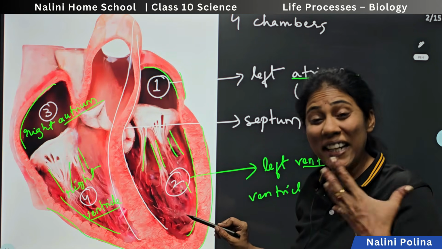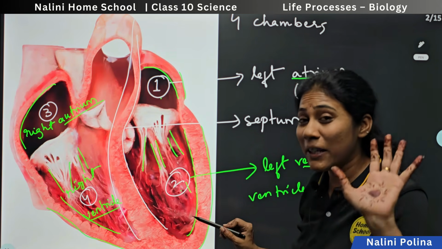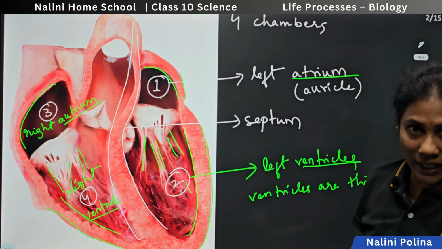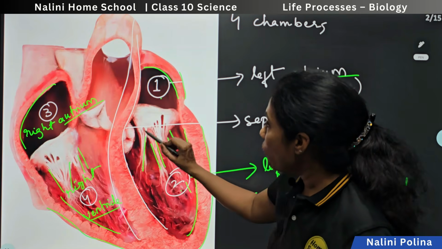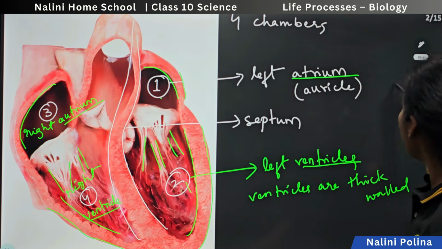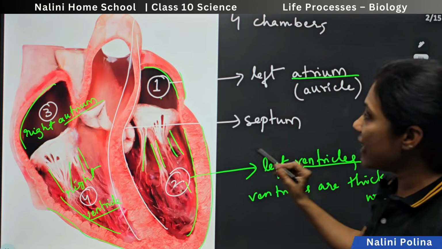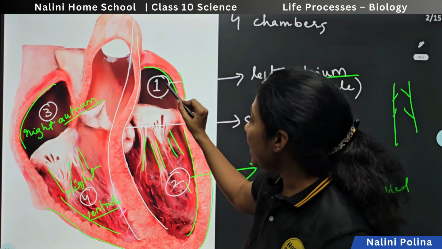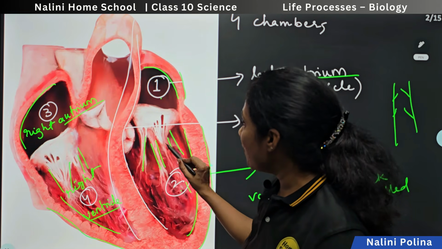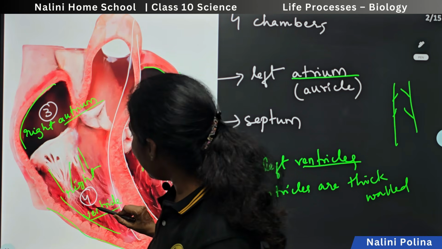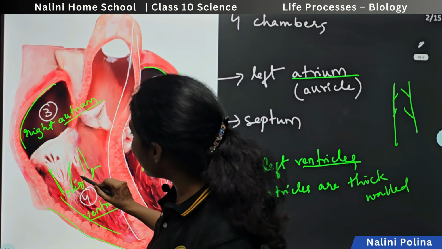Okay, so these are the valves between the left atrium and left ventricle. You have different names for valves, so don't worry about the different names. Just observe how the valves look. Just like in the veins you had the valves, that I had explained, which prevent the backflow of the blood, just like that, between the left atrium and left ventricle you have the valves. And between the right atrium and right ventricle also you have these valves.